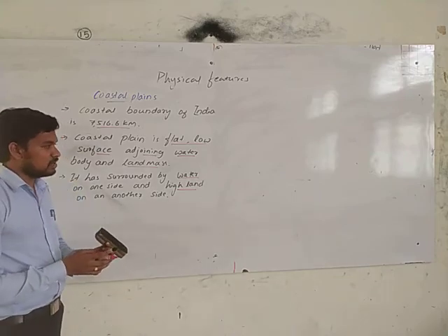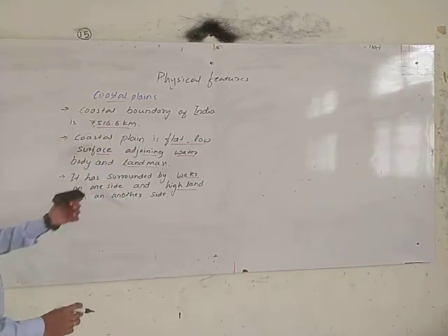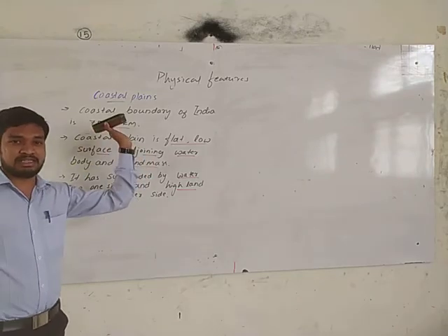It's a coastal plain. So we have a total length of the Indian coastal plain, which is about 5,766 kilometers. You should not forget all those things.